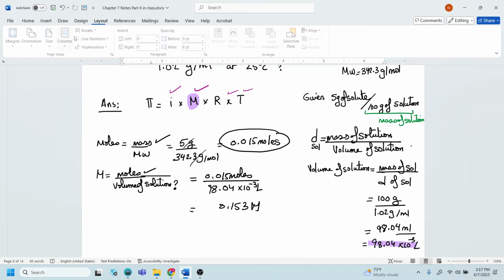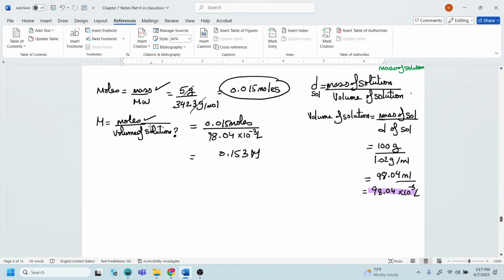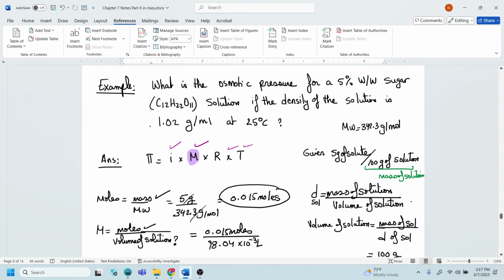So I can now substitute my osmotic pressure to calculate the osmotic pressure there. I can do my substitution. So I is 1 multiplied by the concentration that I just got, which is moles per liter, multiplied by the R gas constant, which is 62.4 liter torr per mole Kelvin, multiplied by the temperature, which is 298 Kelvin.